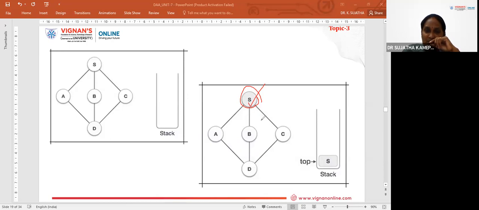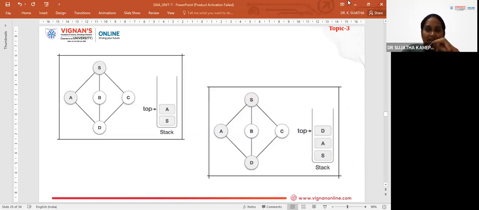Now we need to explore any unvisited adjacent node from S. So from S, if we observe, we have 3 adjacent nodes. So we can pick any of these 3. So here in this example, we are going to follow the alphabetical order. Since alphabetically A comes first, we are selecting A. And now we are going to mark A as visited and push it onto the stack.